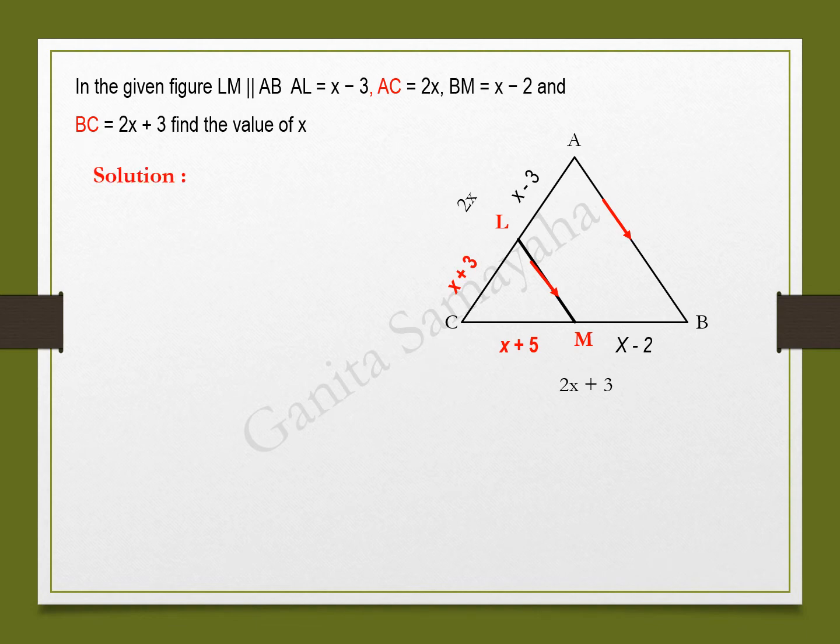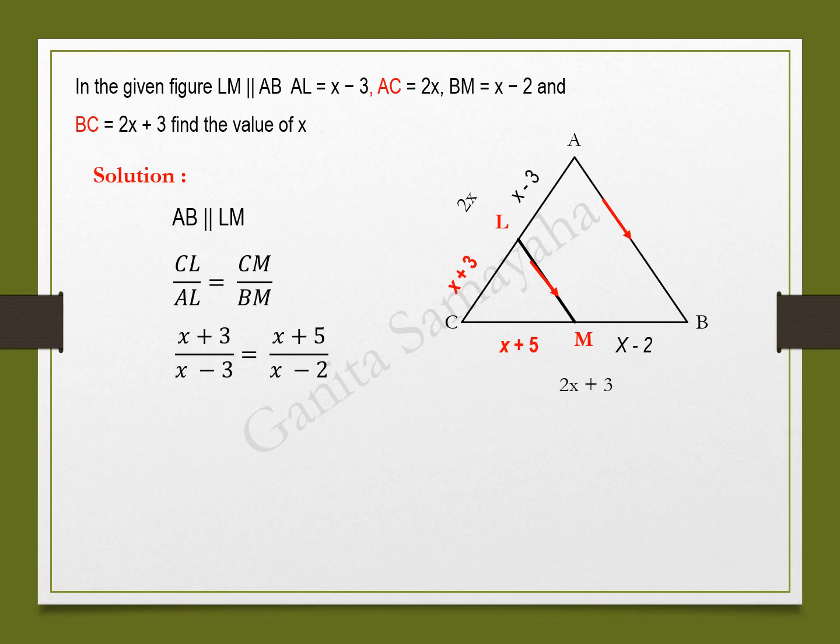So from triangle ABC, we have AB parallel to LM. Hence we have CL by AL equal to CM by BM. Substitute all the values. x plus 3 over x minus 3 is equal to x plus 5 over x minus 2. Cross multiply and then simplify. Okay. On simplification, we get the value of x is equal to 9. Is it clear, children? Have you all got this answer? Very good. So let us proceed with today's lesson.